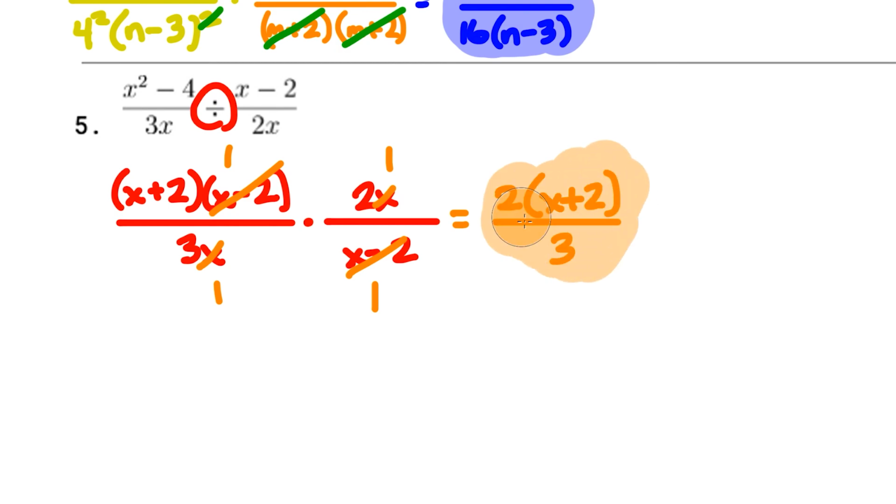So that's 5 example problems involving multiplying and dividing rational expressions. If you have any questions about anything in this video, let me know.